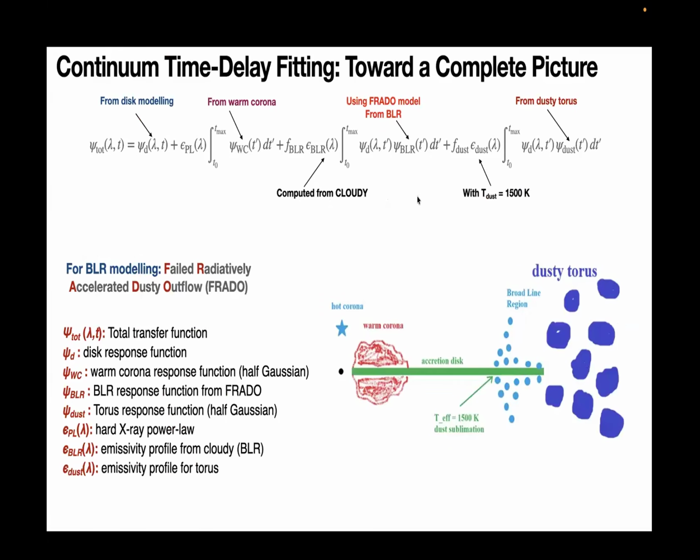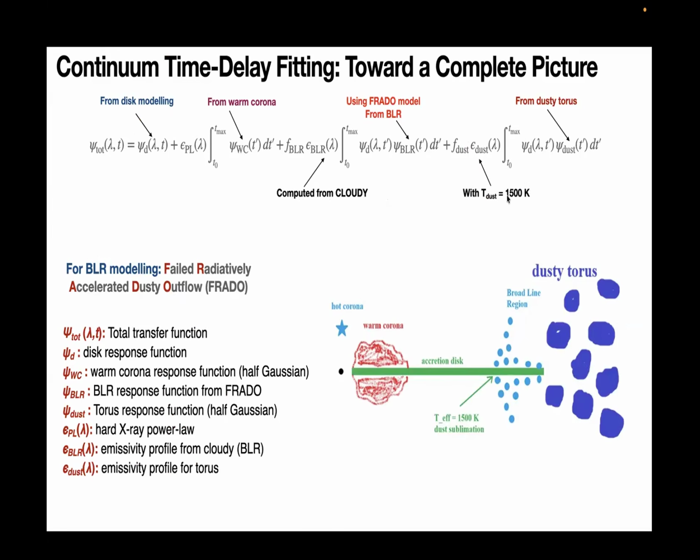So this is the complete picture of our model. We are also including the warm corona as well as the BLR region and the dusty torus region to construct the total transfer function. This is the total transfer function, where the first term represents the accretion disk transfer function, the second term comes from the warm corona, the third term comes from the BLR region, and the fourth term comes from the torus region.